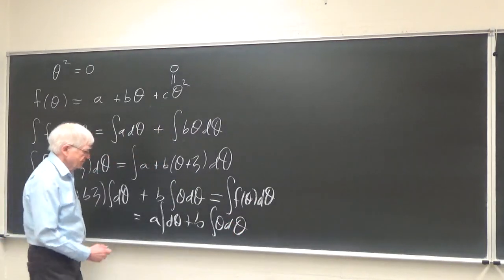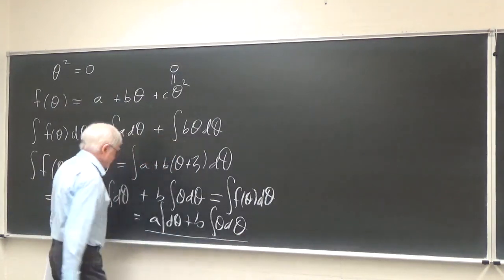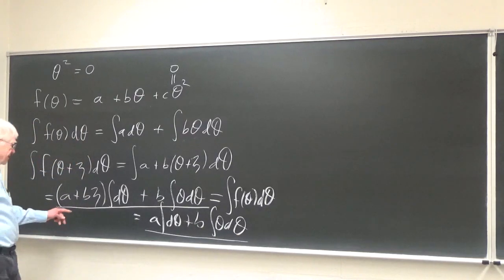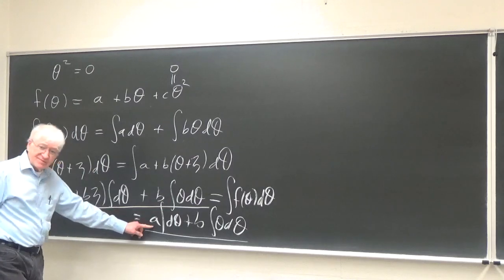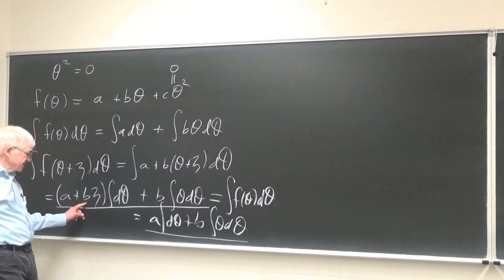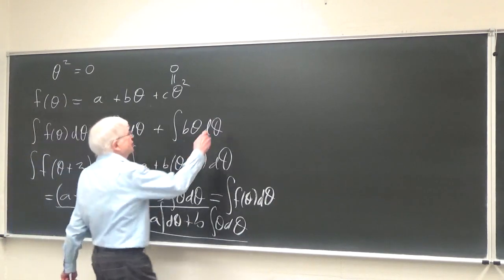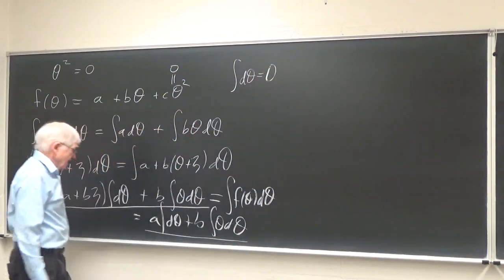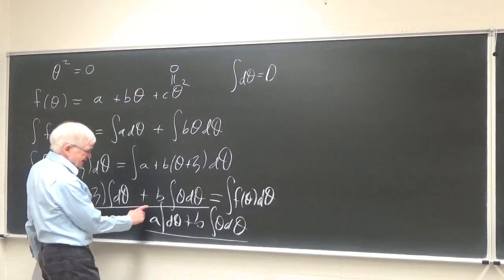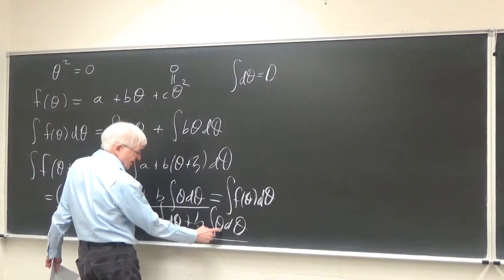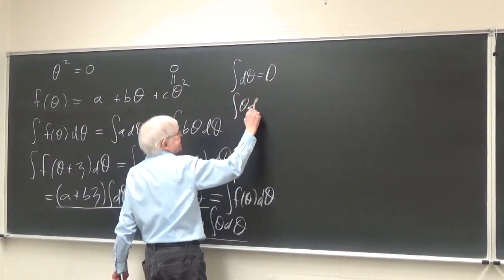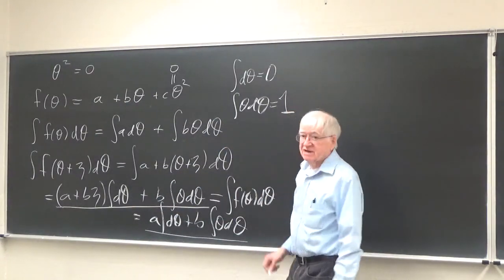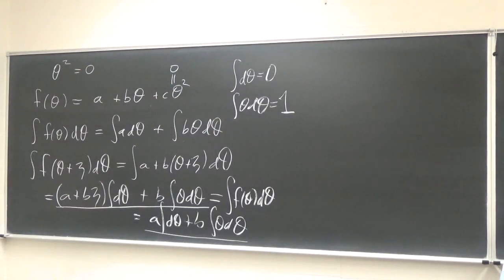So now we want to compare this with that. And what we see is that we've got a problem with the integral of d theta, because here it's multiplied by a, here it's multiplied by a plus b zeta. So the first rule is that the integral of d theta is equal to 0. The second one works though, because the rest of it, b integral theta d theta, should equal b integral theta d theta. So the integral of theta d theta is arbitrary, and what we do is just set it equal to 1. So that's Grassmann integration.